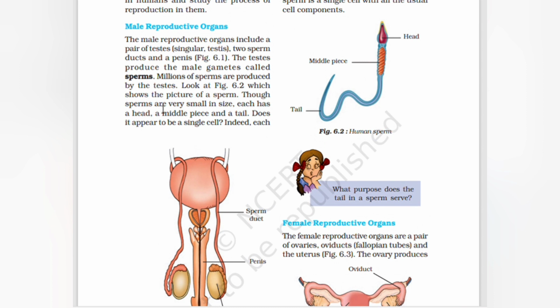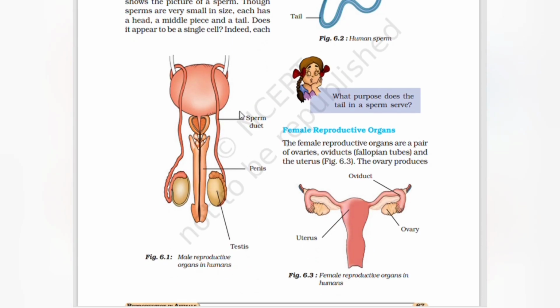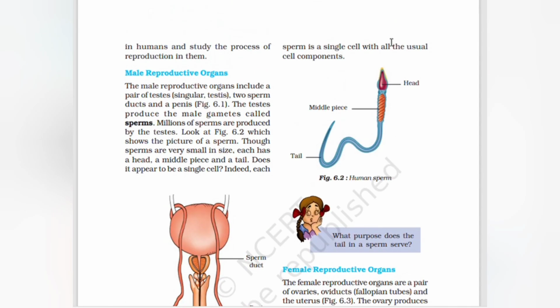This shows a picture. Those sperms are very small in size. Each has a head, middle piece and a tail. Does it appear to be a single cell? Indeed. Each sperm is a single cell with all its usual cell components.